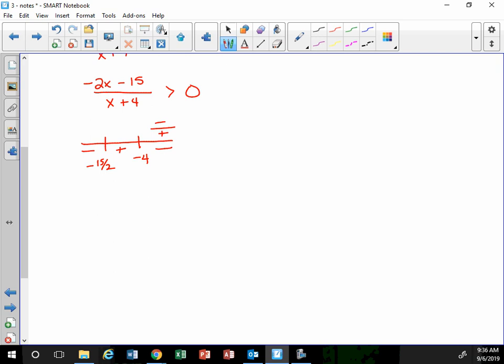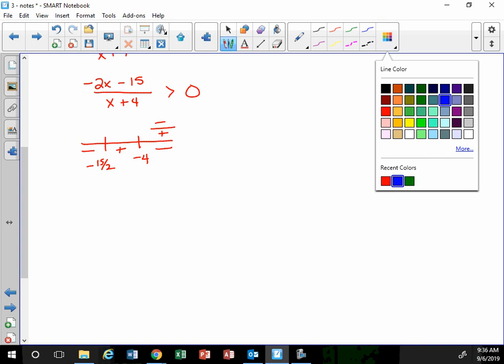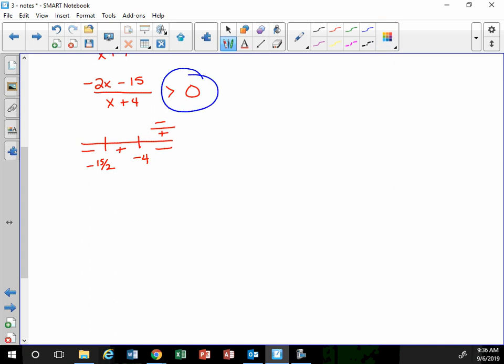Okay, I want to know, where is it greater than 0? The middle this time. Okay, am I including the negative 15 halves and the negative 4? No. So, parentheses, negative 15 halves, negative 4.